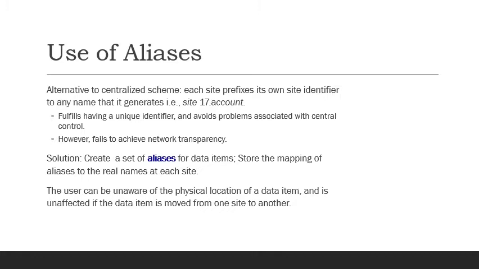To overcome this problem, the database system can create a set of alternative names or aliases for data items. A user may thus refer to data items by simple names that are translated by the system to complete names. The mapping of aliases to the real names can be stored at each site. With aliases, the user can be unaware of the physical location of the data item. Furthermore, the user will be unaffected if the database administrator decides to move the data item from one site to another.